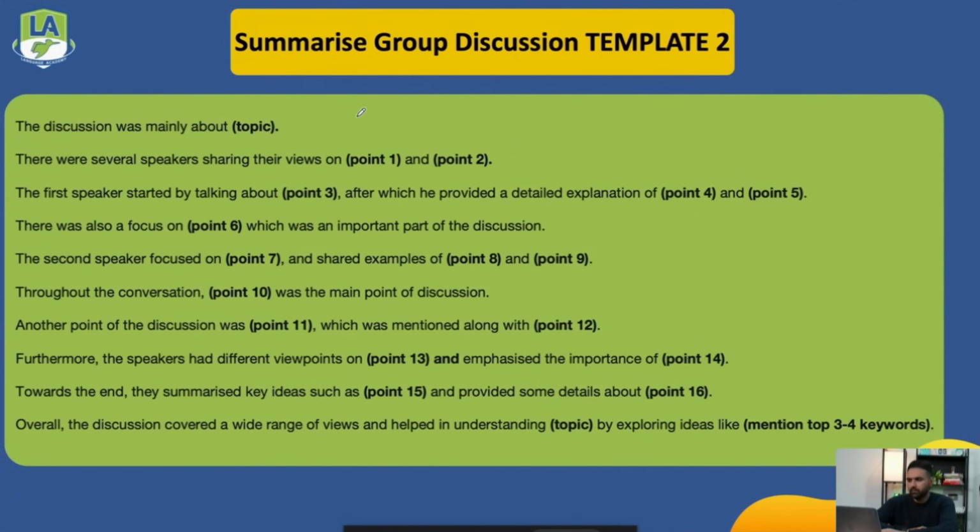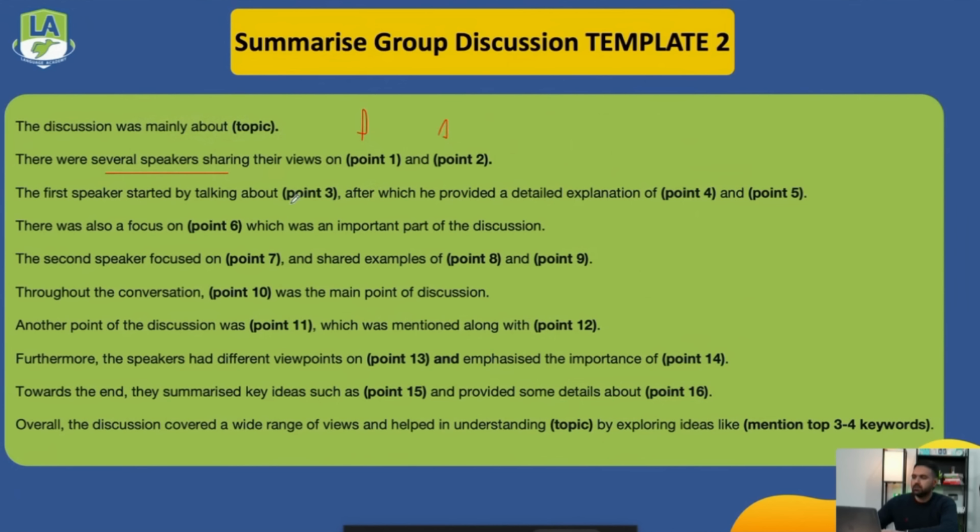This is another template if you want to use. In here, you have more of a generic thing. You don't really need a lot of phrases. You just need short keywords. The discussion was mainly about this, or you can say dash was the main topic of the discussion. There were several speakers sharing their viewpoints on keyword 1 or a short phrase 1 and 2.